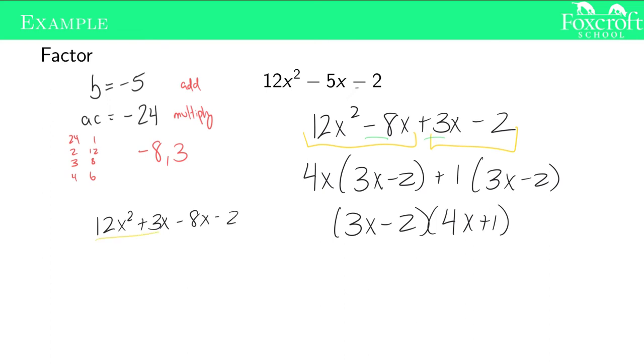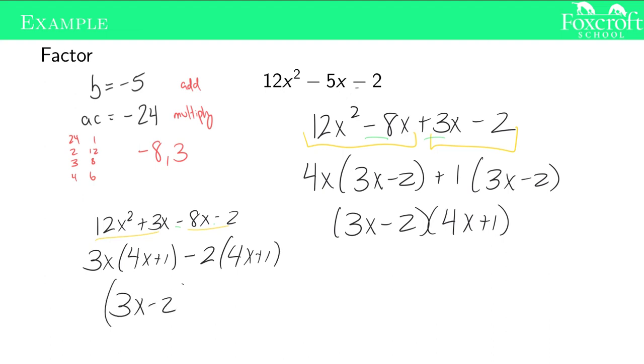All right, we're doing 2 groups of 2. The first group of 2, I factor out a 3x, leaving behind a 4x plus 1. The second group of 2, they're both negative, so I'm actually going to factor out a negative 2 to make that 4x plus 1. And 3x minus 2. That's 4x plus 1.